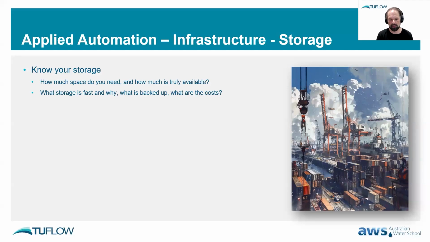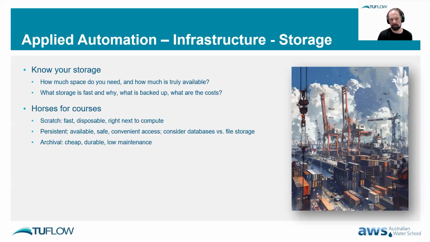Plus, you can use the automation to free up that space, either by cleaning up stuff you no longer need or moving it out of the way. Know about your storage, which storage is fast and why, what storage is backed up, and what's the cost of using the storage. All these things should affect where you're putting stuff, and you can keep stuff on expensive storage briefly, or you can move stuff out of the way of storage that's close to compute so that other people can make use of it in the same way, really streamlining the process. It's a horses for courses kind of thing.